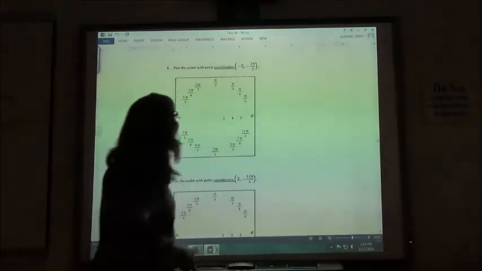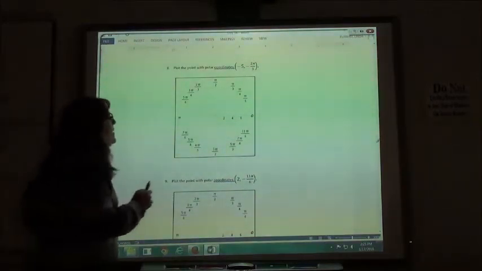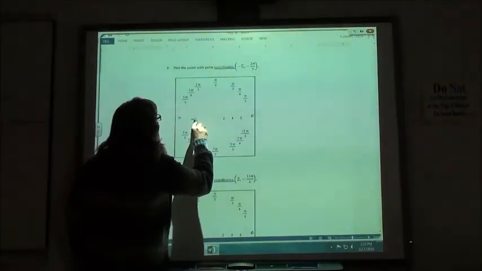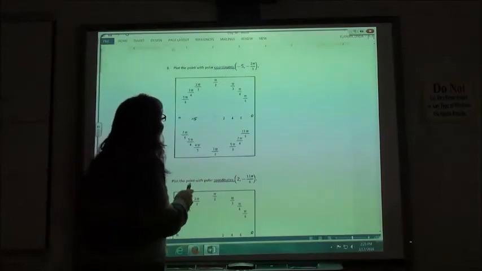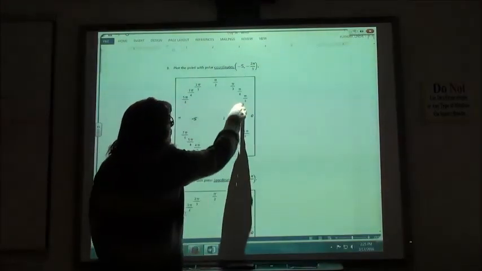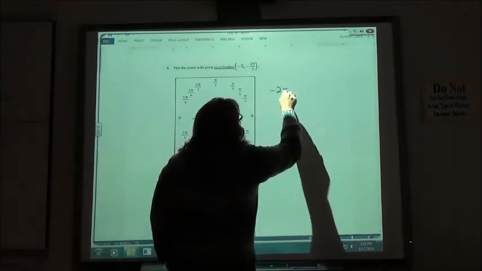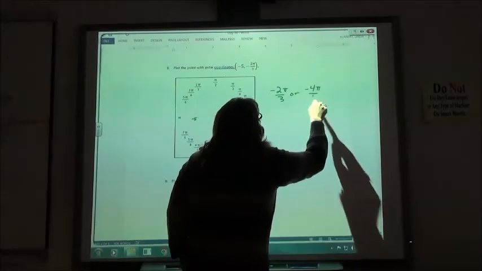So on number 8, we are doing the polar coordinate that is at negative 5 and negative 2 pi over 3. So negative 5, 1, 2, 3, 4, 5 would be this ring right here, negative 5. Negative 2 pi over 3, since it's easier to count with pi over 6 because that's each of my thirds, I would say negative 2 pi over 3 is the same thing as negative 4 pi over 6.